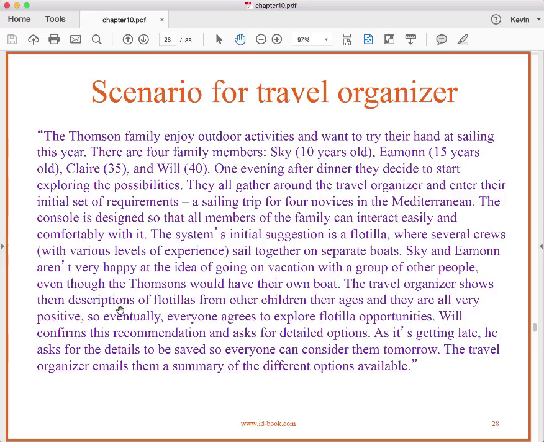talking about the Thompson family. They're using this travel organizer planning tool, and not only are we identifying individual personas, but we're talking about how they interact with each other and how they interact with the system and how they get a job done as a group. Okay, so that's a pretty detailed scenario.